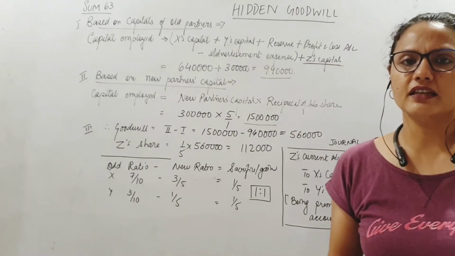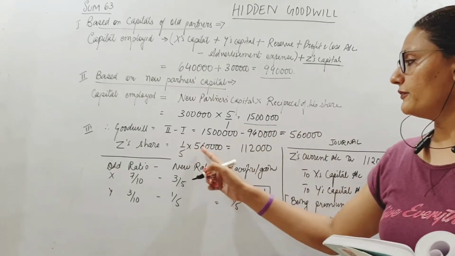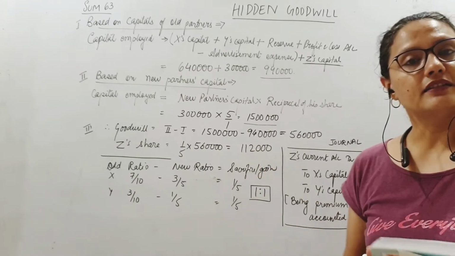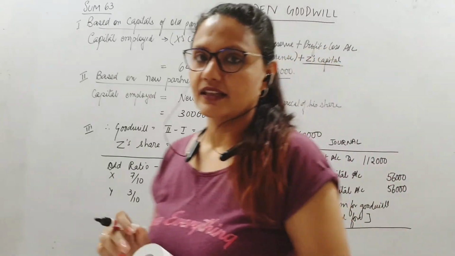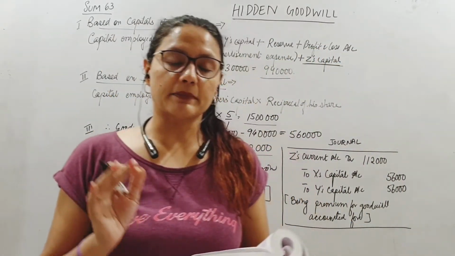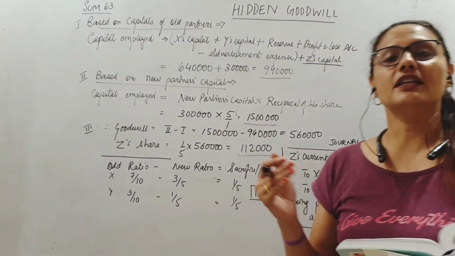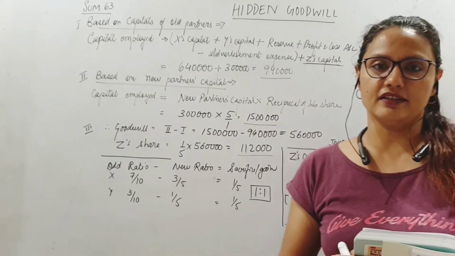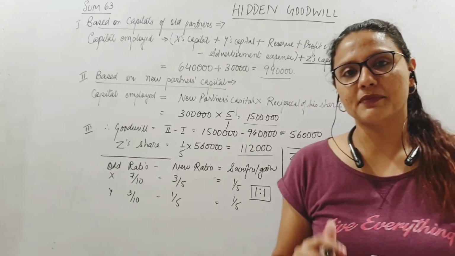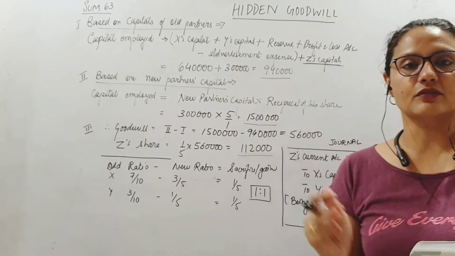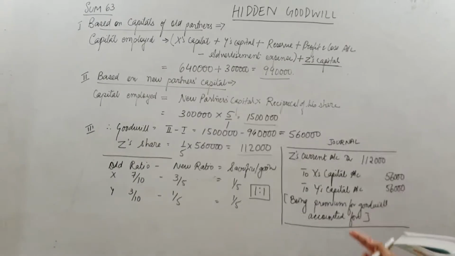Now Z is supposed to bring in 1/5 share because you've been asked to pass journal entries. Now 1/5 of 5 lakh 60,000 is 1 lakh 12,000. So itna Z ko lana chahiye. But is he getting? Nothing is written in the sum. So, jab nahi diya hai ki Zed has brought in his share of premium for goodwill, please pass the entry assuming that Zed has not brought in the share of premium. Right? Premium for goodwill. So, kaun sa account debit karte hai us case mein? Yes. New partners, current account. And we credit that to the old partners, capital in the sacrifice ratio. So, journal entry ye hona chahiye.